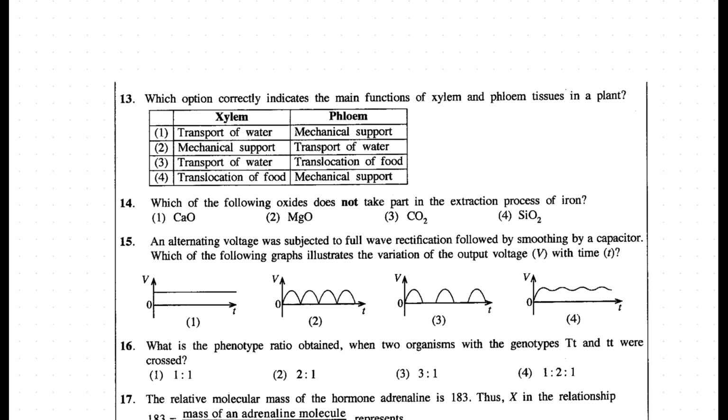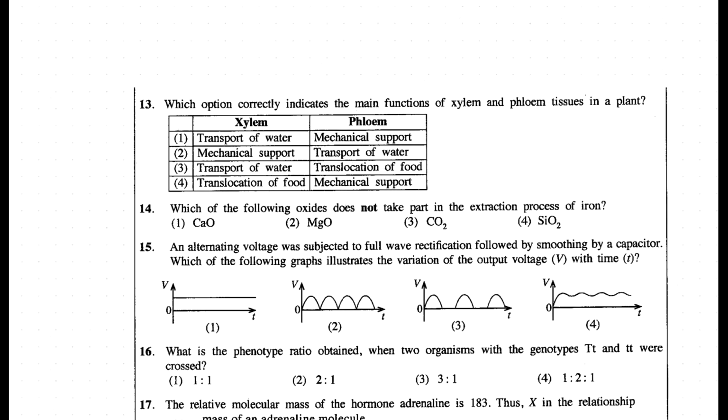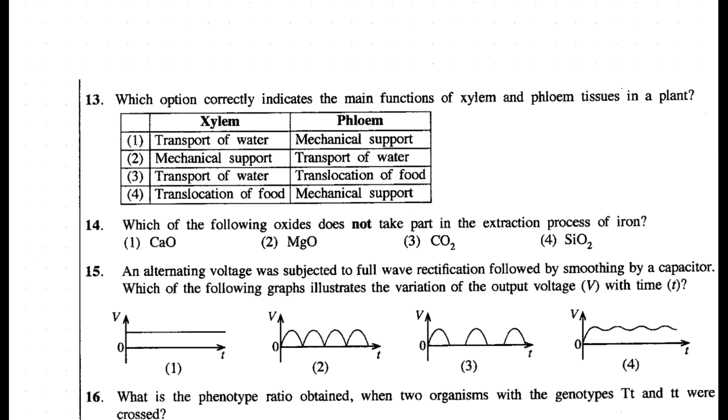Okay. Which option correctly indicates the main function of xylem? What is the main function of xylem? Yeah, transporting water. In addition to transporting water, is there anything else that xylem do?